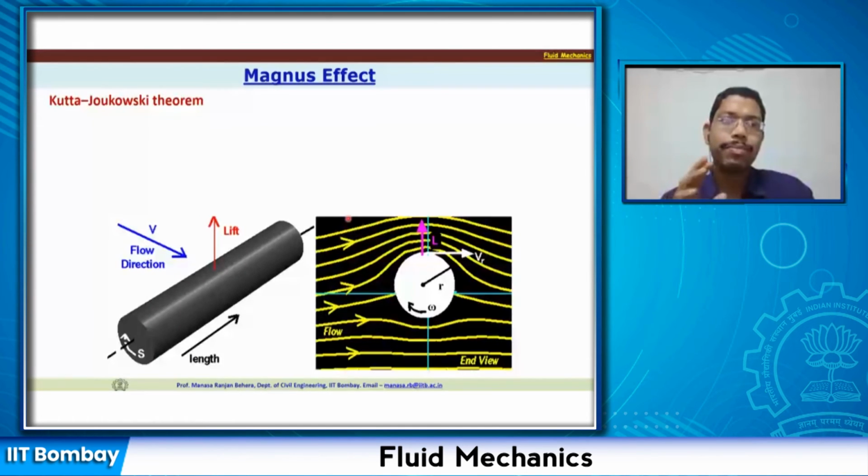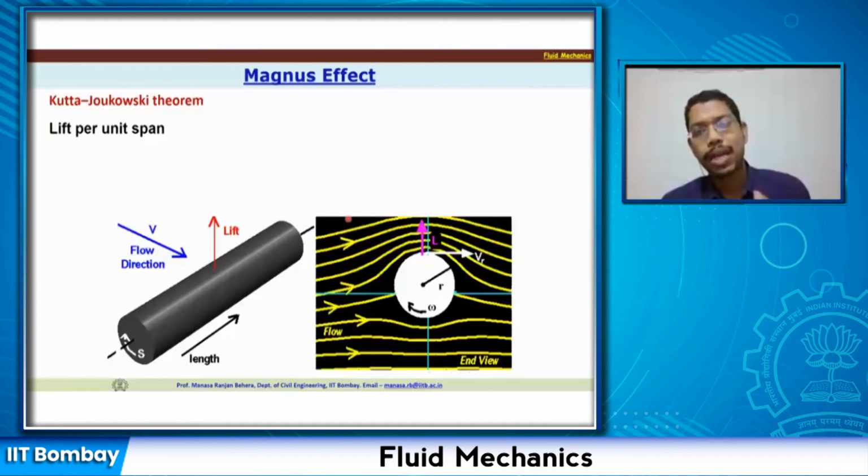So Kutta-Joukowsky gave an expression which is called the Kutta-Joukowsky theorem, that is basically to calculate the lift per unit span. Now let us consider this cylinder. There is a flow coming from this direction with velocity V, and the cylinder length is L. Now the cylinder is rotating or spinning, you can call it S or omega, whatever you want. Let us say it is rotating with an angular velocity omega.